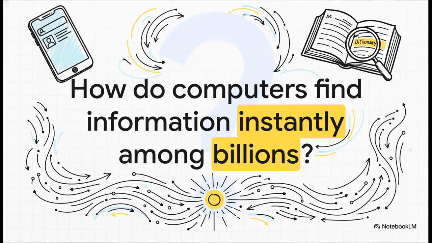I mean, really think about it for a second. When you look up a contact on your phone or search for a word in an online dictionary, the answer comes back in a flash. It's not like it's scanning through a list one by one. That would take forever. So how in the world does it do that? How does it pinpoint the one thing you need from a literal ocean of data? Well, that's the exact puzzle we're solving today.